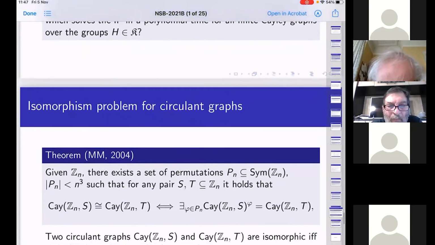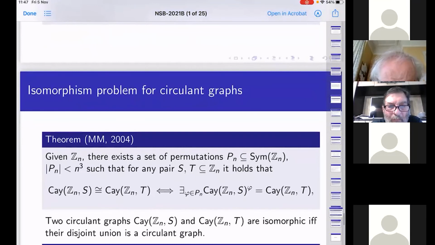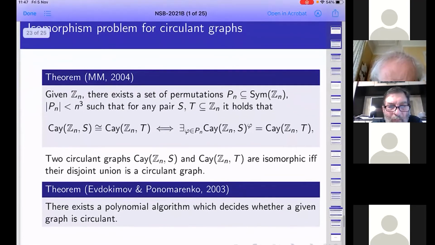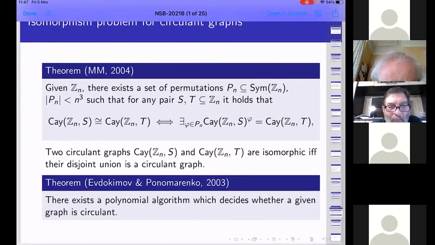Another approach was proposed by Yevdokimov and Ponomarenko. One can easily prove that two circulants are isomorphic if and only if their disjoint union is a circulant graph. So you have to take the disjoint union and check whether it is a circulant graph. This algorithm was built by Yevdokimov and Ponomarenko. There is a polynomial algorithm which decides whether a given graph is circulant or not.